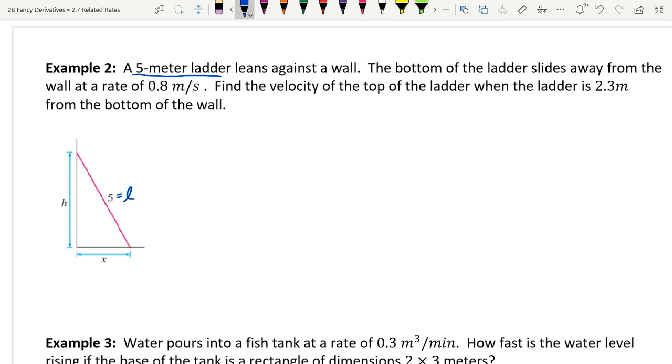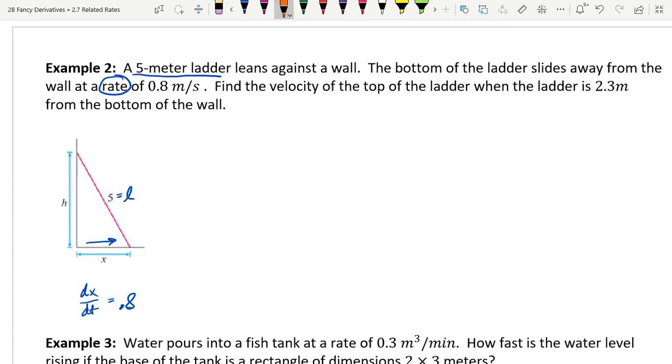The bottom of the ladder slides away at a rate. That's a rate. They labeled this as x, so I'm going to call the change in x over time, dx/dt, equal to 0.8. Is it going to be positive or negative? It should be positive because x is getting bigger. It's the change in x over time.